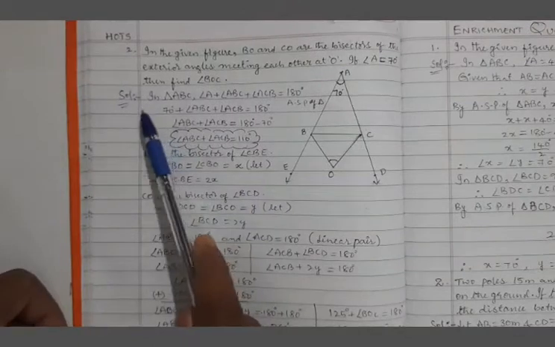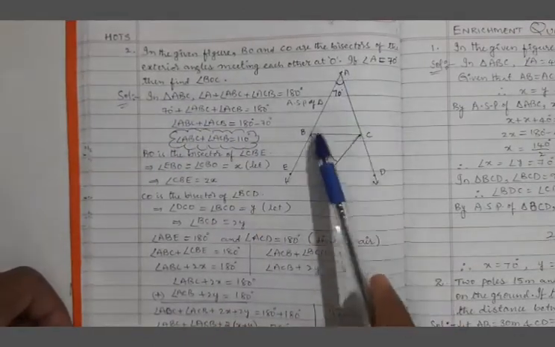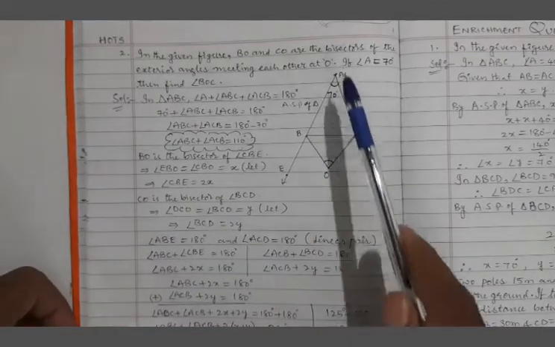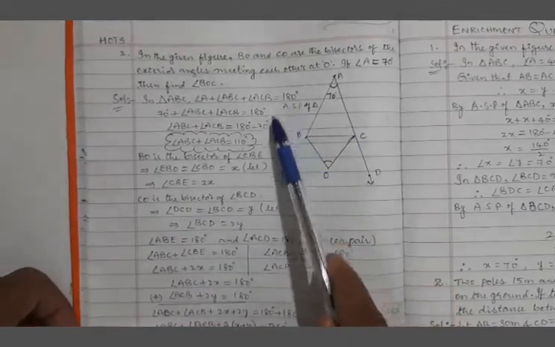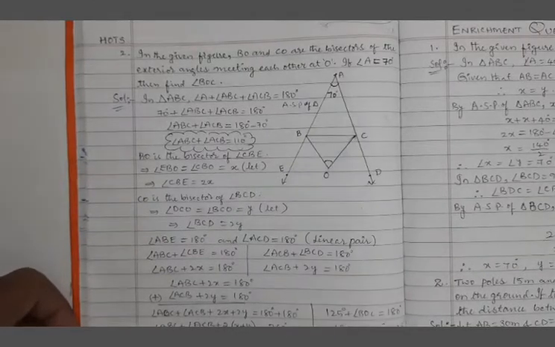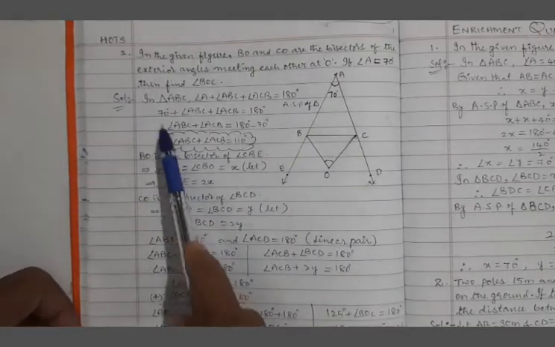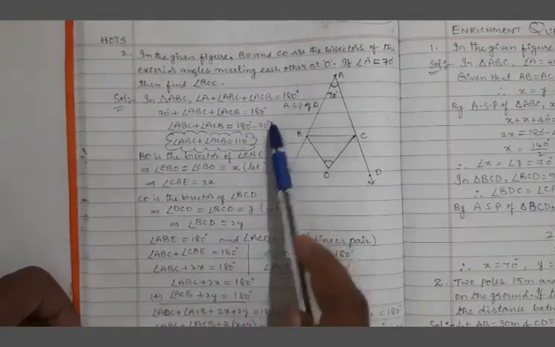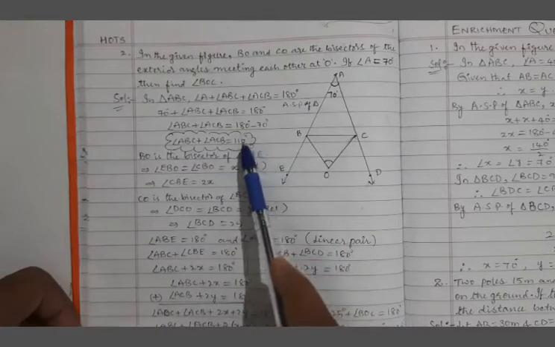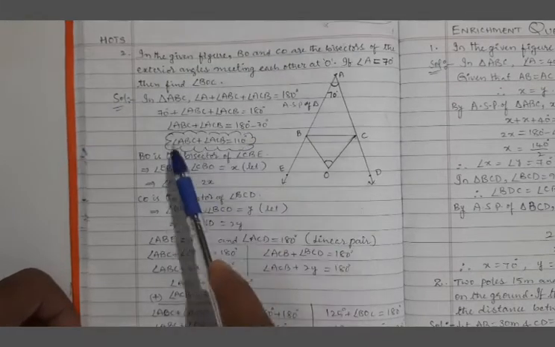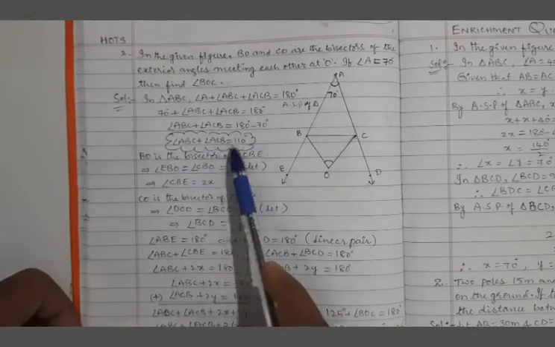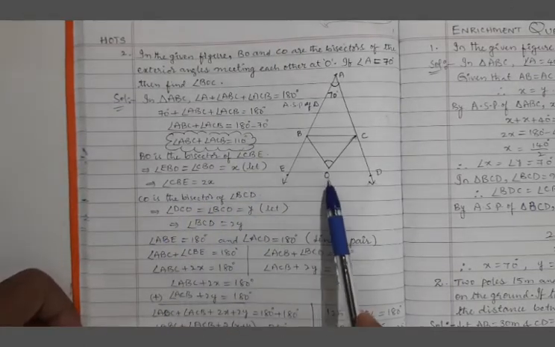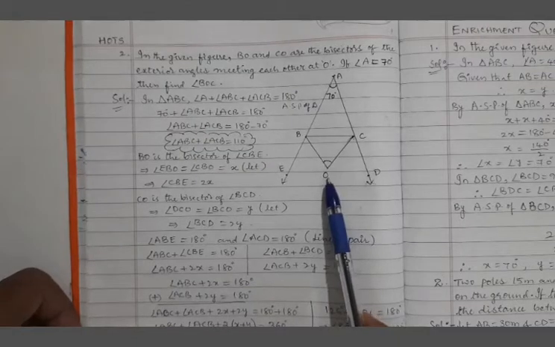So now in triangle ABC, angle A plus angle ABC plus angle ACB is equal to 180 degrees. Why? Because of the angle sum property of a triangle. So 70 degrees plus angle ABC plus angle ACB equal to 180, which is coming as 180 minus 70, we'll get 110 degrees. Angle ABC plus angle ACB is equal to 110 degrees. Please remember this.